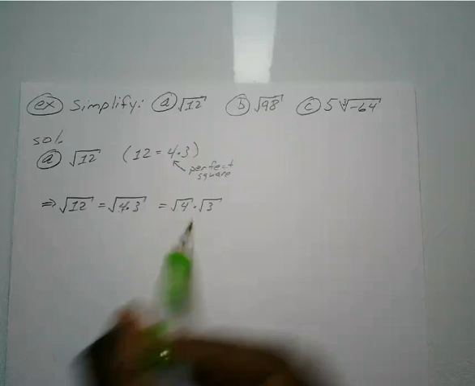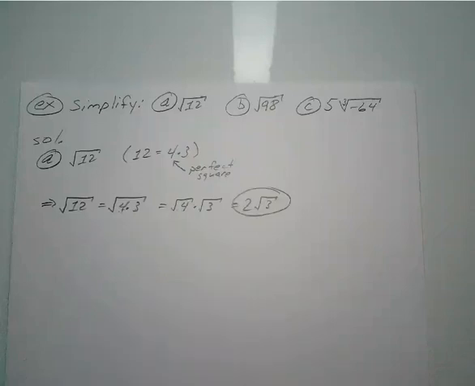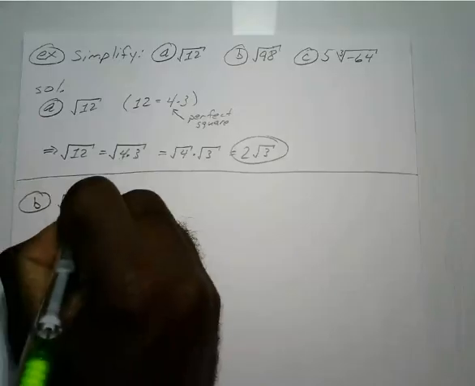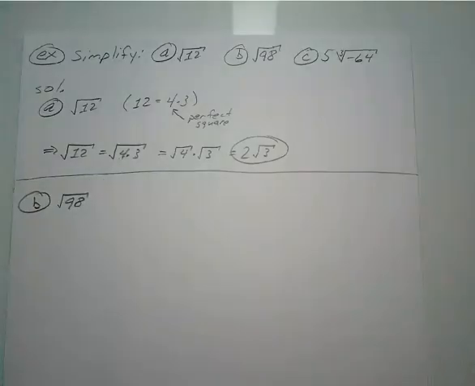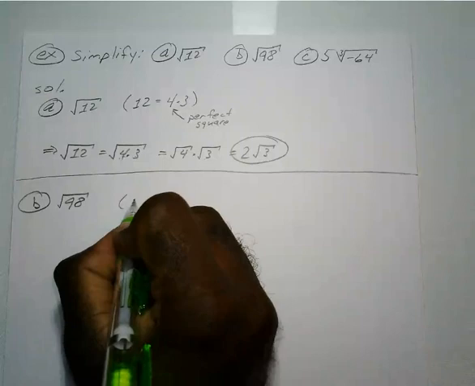Alright, so let's say for problem B, we have the square root of 98. And remember, we have a lot of values we can choose from to factor into 98, but we want a perfect square. Okay, so if you think about it, 98, that's just equal to 49 times 2, where that 49 gives us a perfect square.